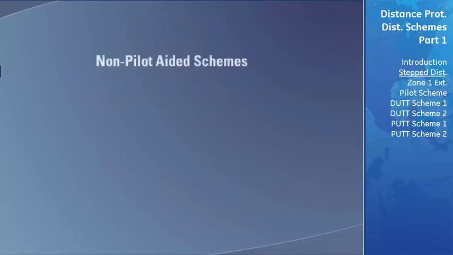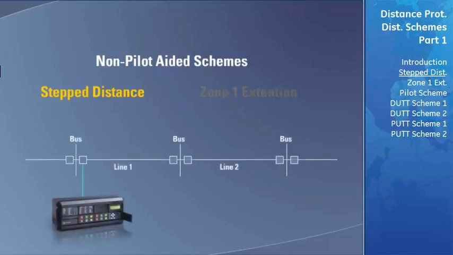In the category of non-pilot-aided distance protection schemes, there are two main types that we will discuss: the stepped distance protection scheme and the Zone 1 extension protection scheme. We will first describe the stepped distance scheme, which is the basic structure for all other distance schemes, so it is important to cover it in great detail. This scheme uses 4 different zones of protection to protect its own transmission line, and to provide backup distance relaying to protect transmission lines that are located next to it. We will now describe how the 4 zones of protection are set and used.